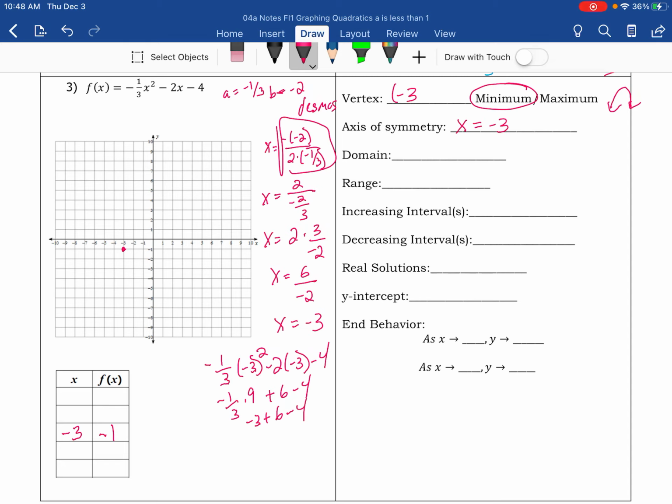Okay, that's my vertex. Just knowing my vertex and knowing that it's going to be concave down, even without actually graphing it, I know my domain is going to be from negative infinity to positive infinity. And because this is concave down, this is going to be a maximum. So I know my range is going to be coming from the lower parts, going from negative infinity, and then the highest point would be negative 1.